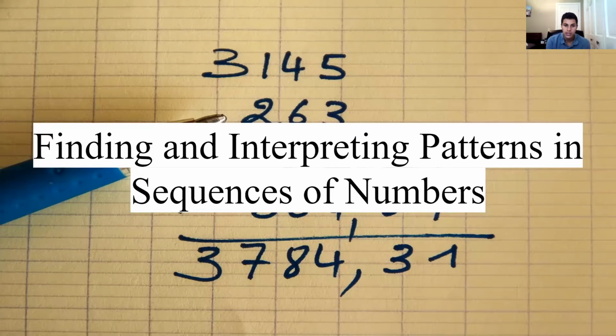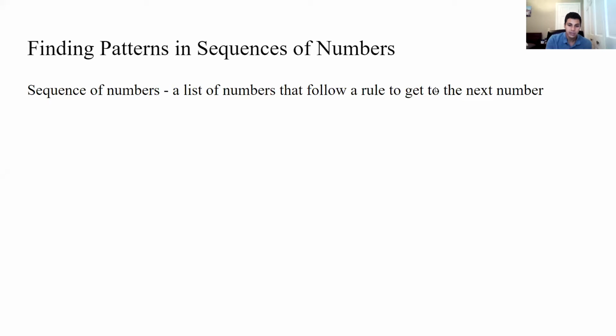So let's go ahead and look at some sequences of numbers. But first, what is a sequence of numbers? Well, a sequence of numbers is a list of numbers that follow a certain rule in order to get to the next number. So let's look at some examples so I can actually explain what this means.